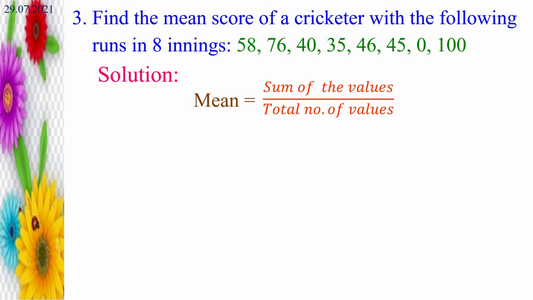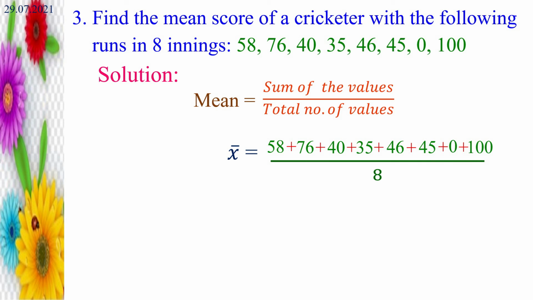Mean is equal to the sum of the values divided by the total number of values. X bar is equal to 58 plus 76 plus 40 plus 35 plus 46 plus 45 plus 0 plus 100 divided by the number of values, which is 8. And adding, we get x bar is equal to 400 by 8.